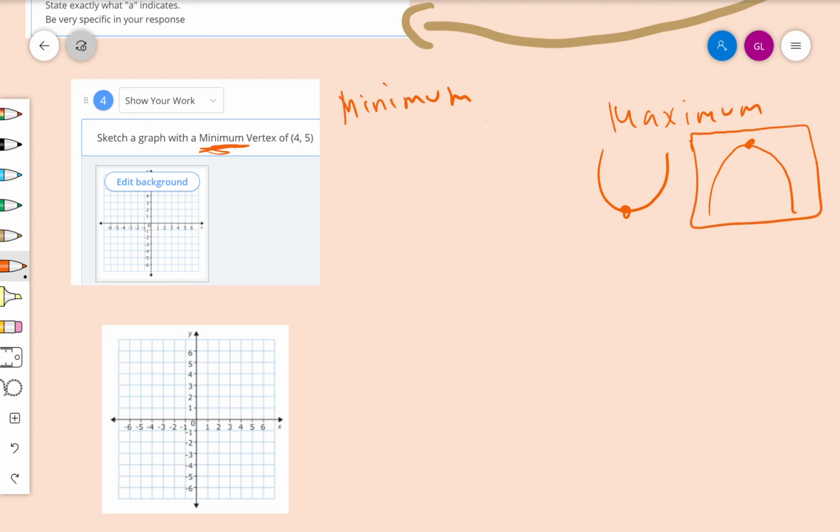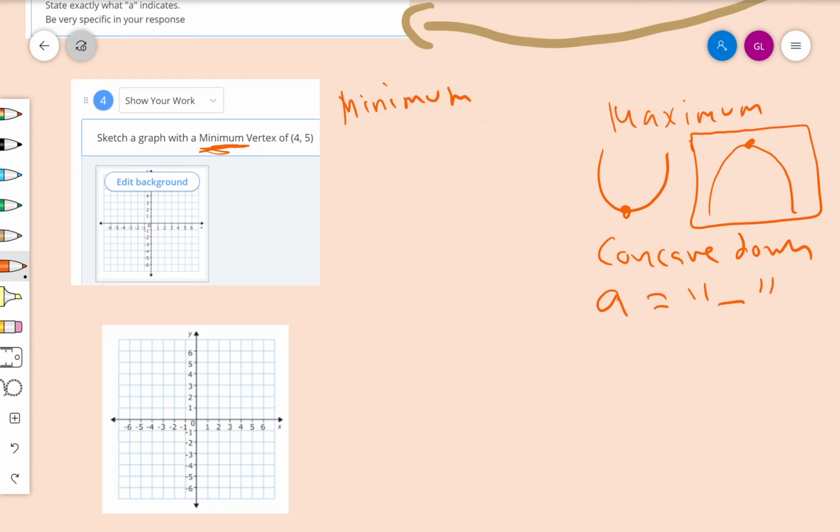But what that means, and we're going back to just what we did for question 3, is that we're talking about concavity here. So this is going to be concave down. That means that you have to have a leading coefficient that is negative.